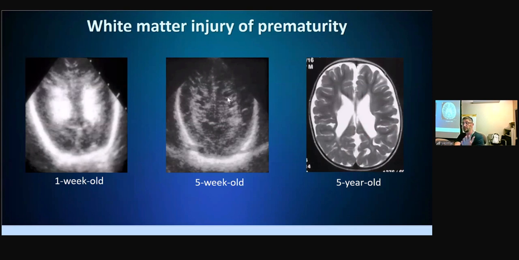So this is a typical presentation of PVL. Initially, there is increased echogenicity of the white matter, bilateral, symmetric, posterior dominant. Then between 4 to 6 weeks, we start seeing the cystic changes, because this is necrosis, after phagocytic removal of the necrotic tissue. We see cystic changes filled with CSF. And then these cysts disappear around 3 months and we just see loss of white matter, loss of neurons.